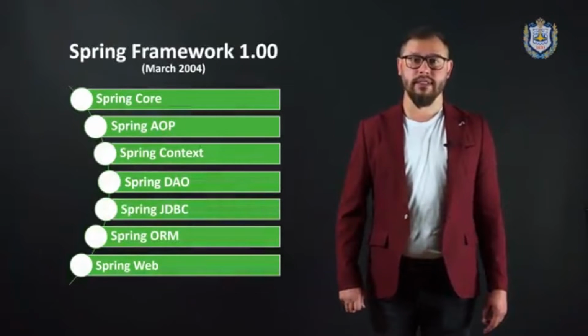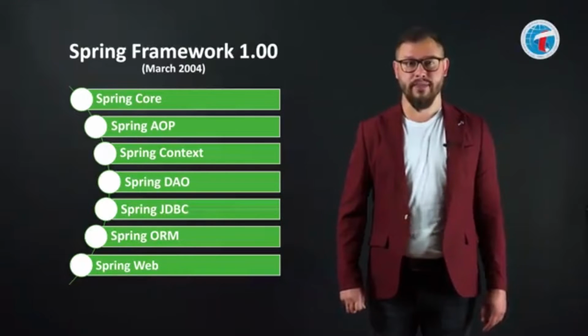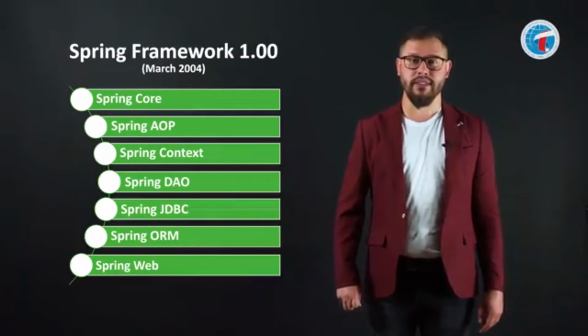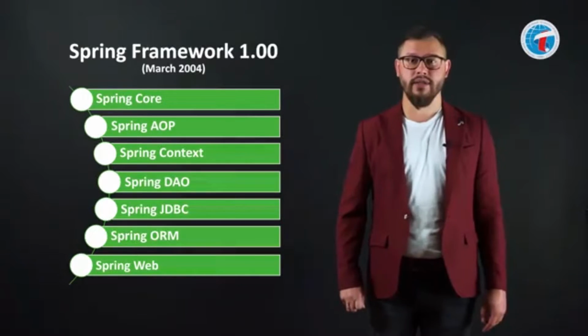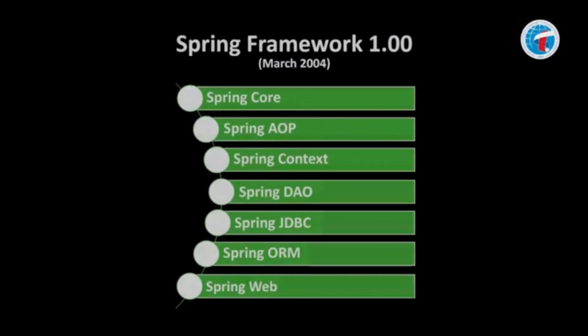Spring Core. This is a lightweight container with setter and constructor injection. Spring AOP. This is an aspect-oriented programming interception framework integrated with the core container. Spring Context. This is an application context concept to provide resource loading.